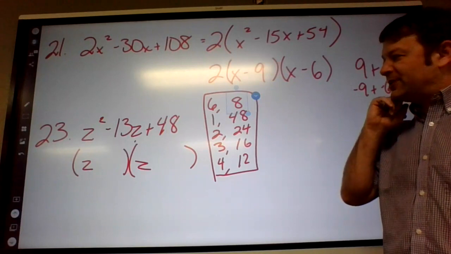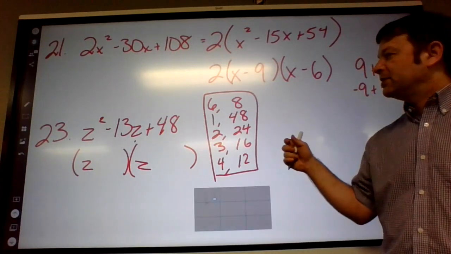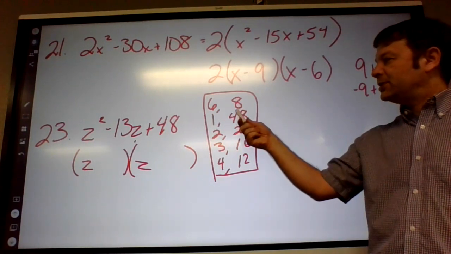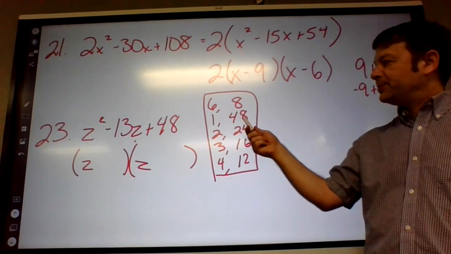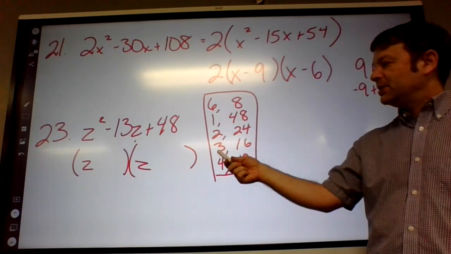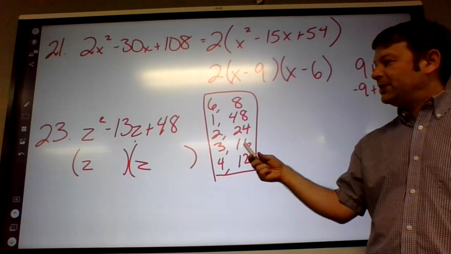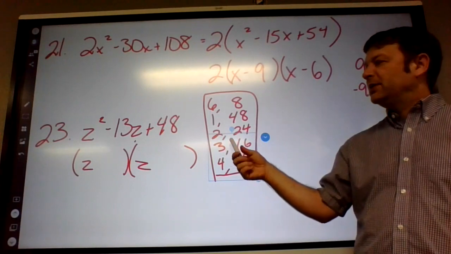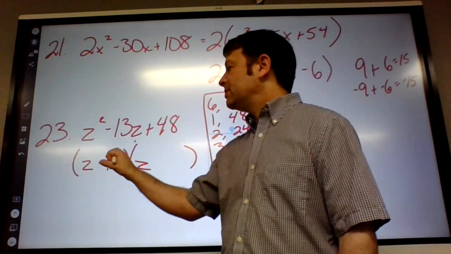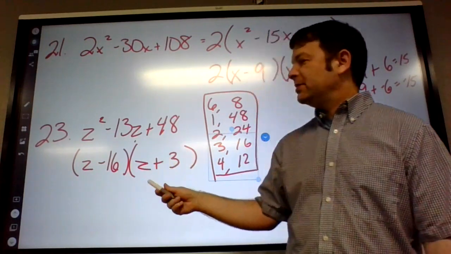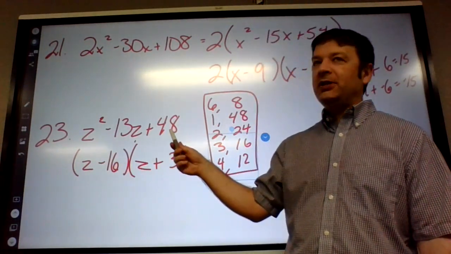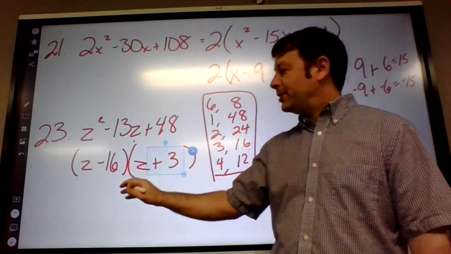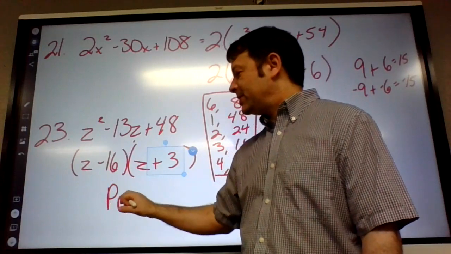Can we use any of those to add up to negative 13? No. Okay, those could add up to 14. Those add up to 49. Those add up to 26. Those add up to 19. You could make them negative 16 plus negative 3, which is negative 19, but that's not it. Does that multiply to positive 48? Yeah, they're trying to trick you. It's a very tricky question because it kind of looks like it might work, but it doesn't.